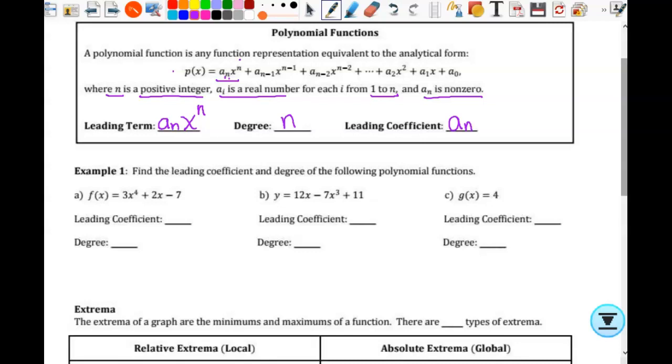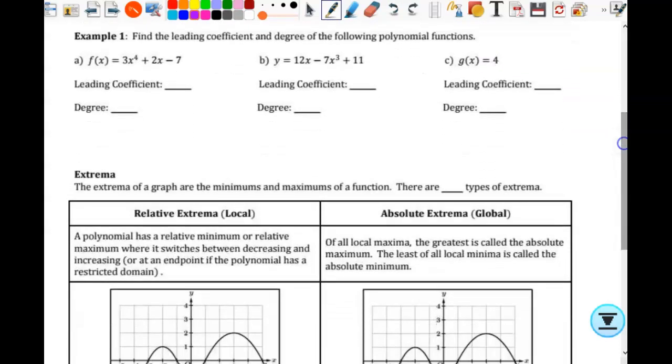All right, so we're going to find the leading coefficient and the degree of the following polynomial functions and talk about some other things along with it. So on A, this is my leading term, not because it's first, but because it has the highest exponent. This one that doesn't even have an exponent on it, what's the actual exponent even though it's not there? 1, okay? So it's like x to the first. So 4 is bigger than 1, so that makes my leading term.